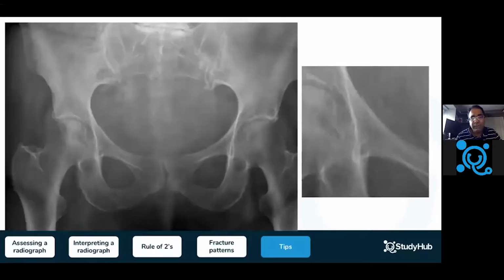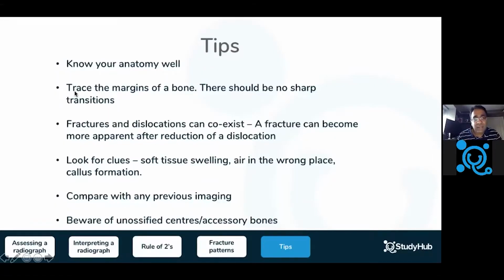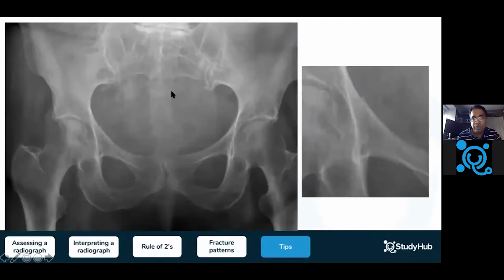So if we come to the first principle, second one, which is trace the margins of a bone. Now, this is a pelvic X-ray. I hope it's projecting well at your end. Now, the history provided for this patient was history of fall, pain in the right hip, unable to move the right hip. So the first thing, especially in an elderly patient, we are concerned about is this a neck of femur fracture?